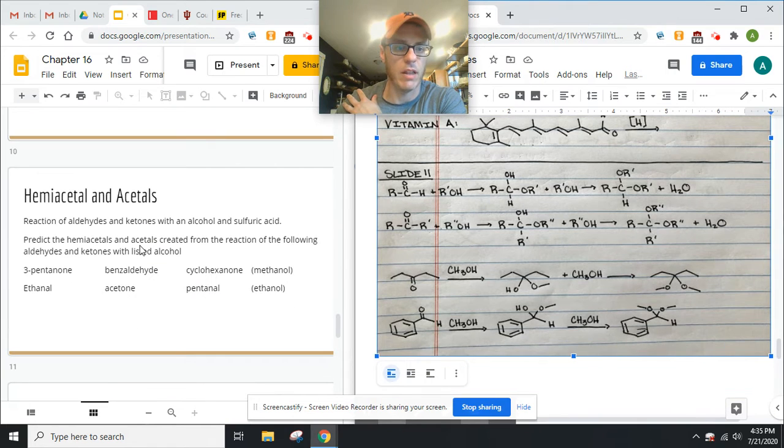All right, slide 11. Okay, these are kind of important. It's a big to-do because this is how polysaccharides are put together. We're talking starch, sugars, all that stuff, and we really need to talk about that later on. So here, an acetal is when an aldehyde reacts with an alcohol. Got it? This is a hemiacetal.